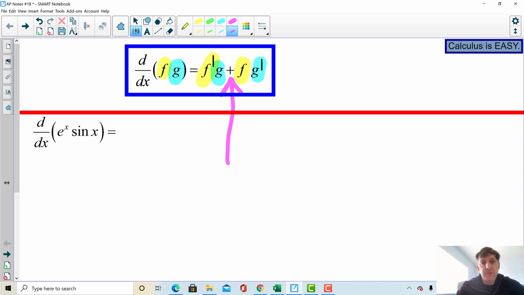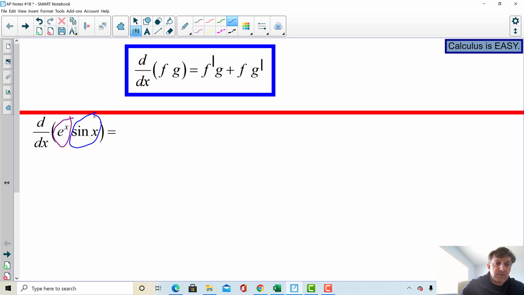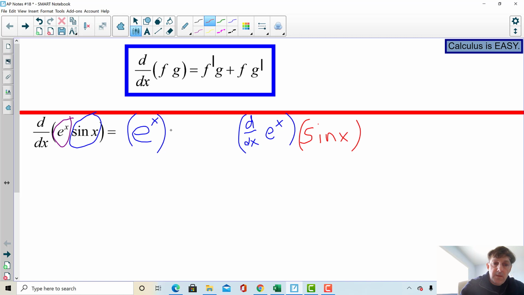Now I want you to notice there's a plus in between those two things. So let's try an example. I have two functions here. I have e to the x, and I also have sine of x. So I can put e to the x here, and then the derivative of e to the x over here. Then I can put sine of x over here, and then the derivative of sine of x over here. Don't forget, you must put a plus sign in between.